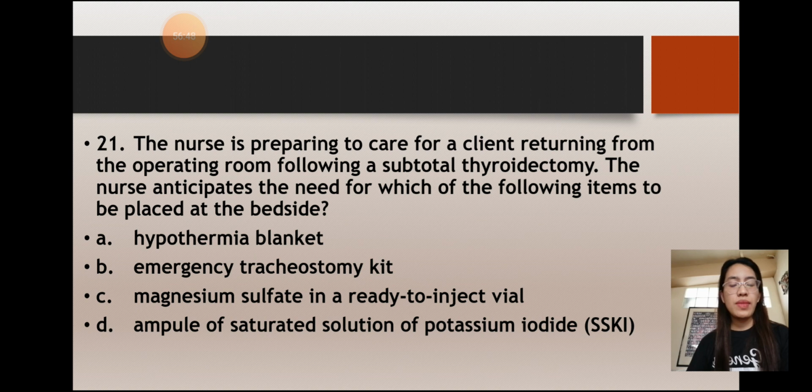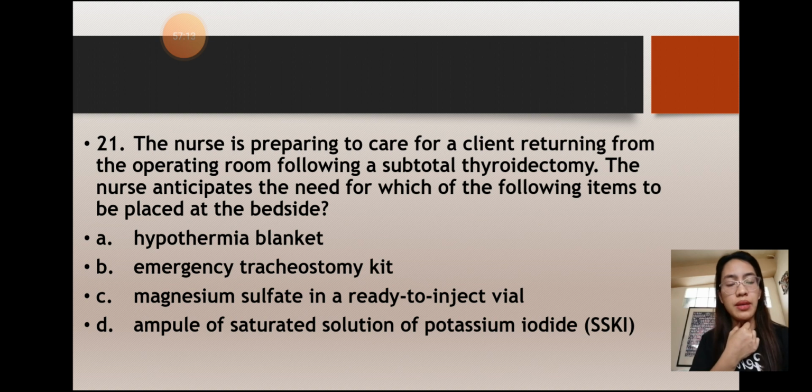Magnesium sulfate, ano yan? Antidote yan ng calcium gluconate. D, ampoule of saturated solution of potassium iodide. Pagka nagpa-opera sa thyroid, dahil may injury, maaring mamaga. No? Maaring mamaga, magkaroon ng swelling dyan sa mga tissues na yan. And that can impede or that can obstruct the airway. Sisikip yung daanan ng hangin.